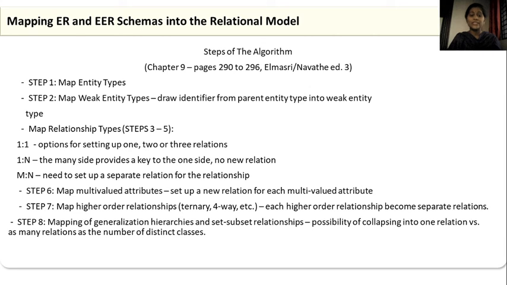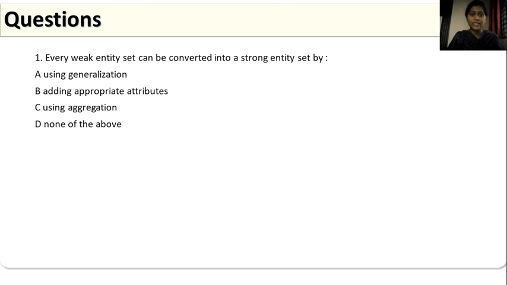And then step 6, map the multivalued attribute set. Set up a new relation for the multivalued attribute. You have to create a separate relation for the multivalued attribute. And map higher order relationships, for example ternary and four-way, where each higher order relationship becomes a separate relation. And in step 8, mapping of generalization hierarchies and subset relationships, with the possibility of collapsing into one relation versus as many relations as the number of distinct classes. So in this way you can map any ER model to the extended ER model.